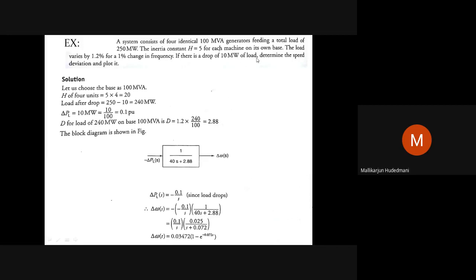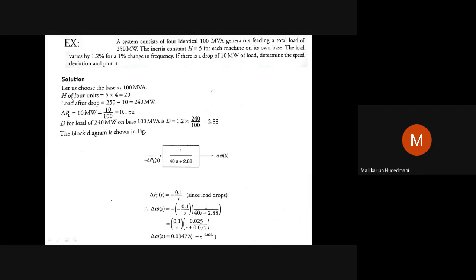So 10 megawatt of load. Determine the speed deviation and plot it. Speed or frequency doesn't make a difference, but we need to be careful about this. Then let's choose the base of 100. It is not mentioned here. This textbook has always taken all the values on a base of 100. If it is an examination question, a base of 100 would be mentioned here, and a base frequency of 50 would be mentioned here. Without fail, it must be a 1 line extra over here.